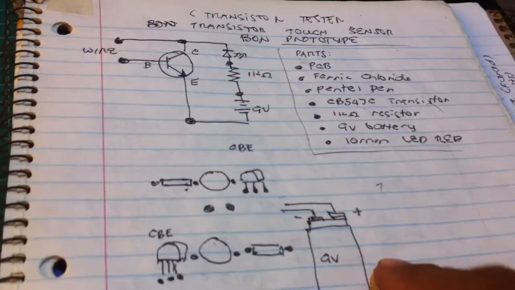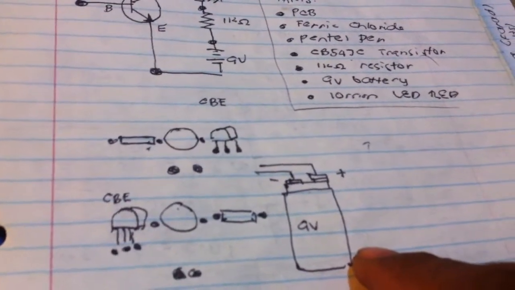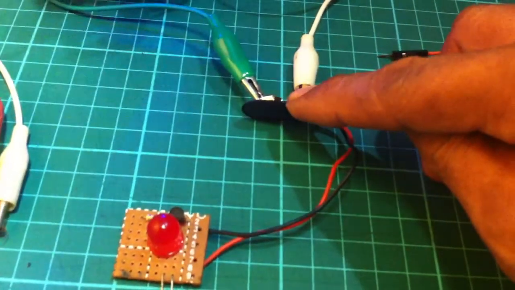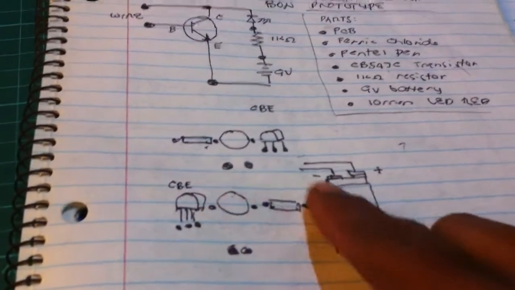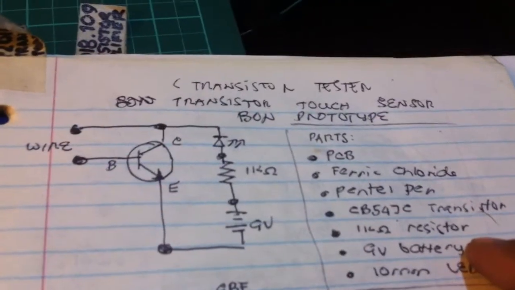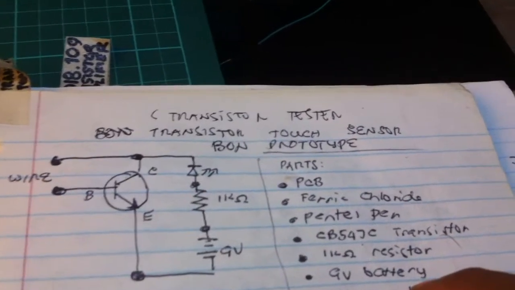So in here, I'm using an old type battery terminal, this one, a battery clip. Also, I didn't finish the circuit diagram because this is a previous circuit. This is a study of the touch sensor.